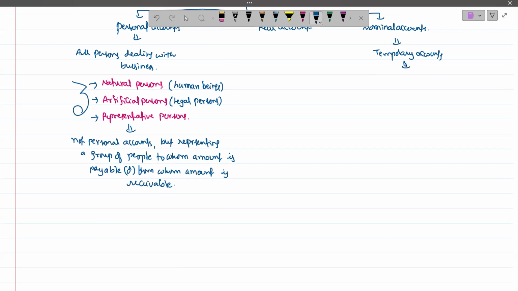Why do we call those accounts temporary accounts? Because they are created and closed in the same year, the same period. We created them in the current year and they are closed in the current year. Those accounts will not continue to the next year or subsequent years, and that's why we call them temporary accounts. They consist of all expenses and losses and all incomes and gains. All expenses and losses and all incomes and gains are covered under what?